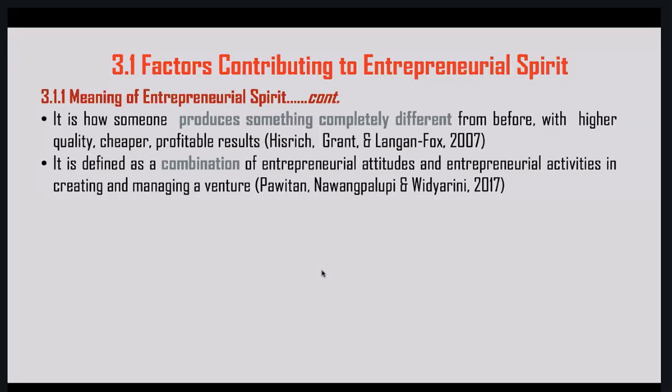So when we look at entrepreneurial spirit, it is that state of someone producing something completely different from the available product or service that will have higher value. It's a little bit cheaper, but when we talk about quality with cheap, it's a contradiction that needs a lot of discussion, because quality cannot be cheap. Maybe we have to come up with other ideas, with another concept.